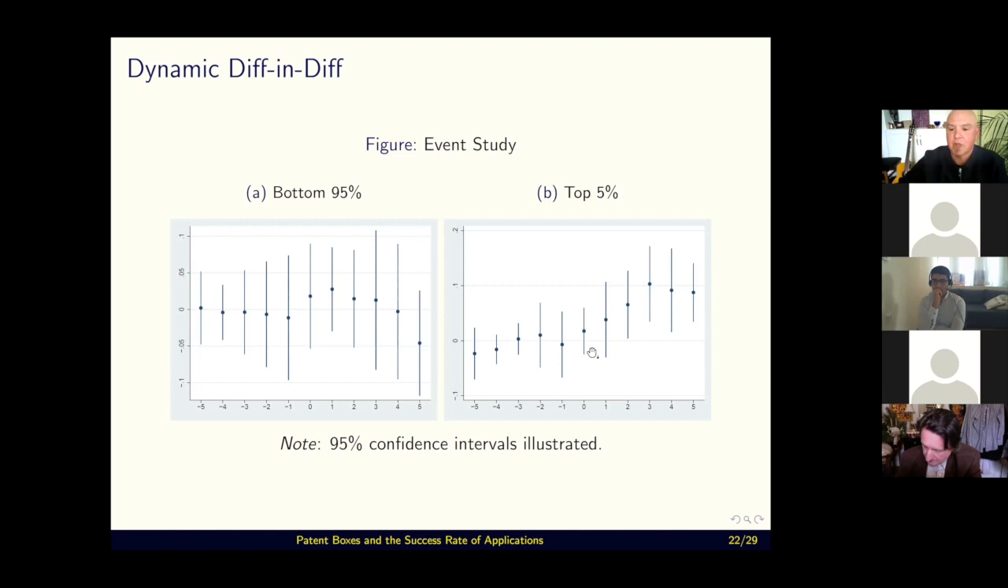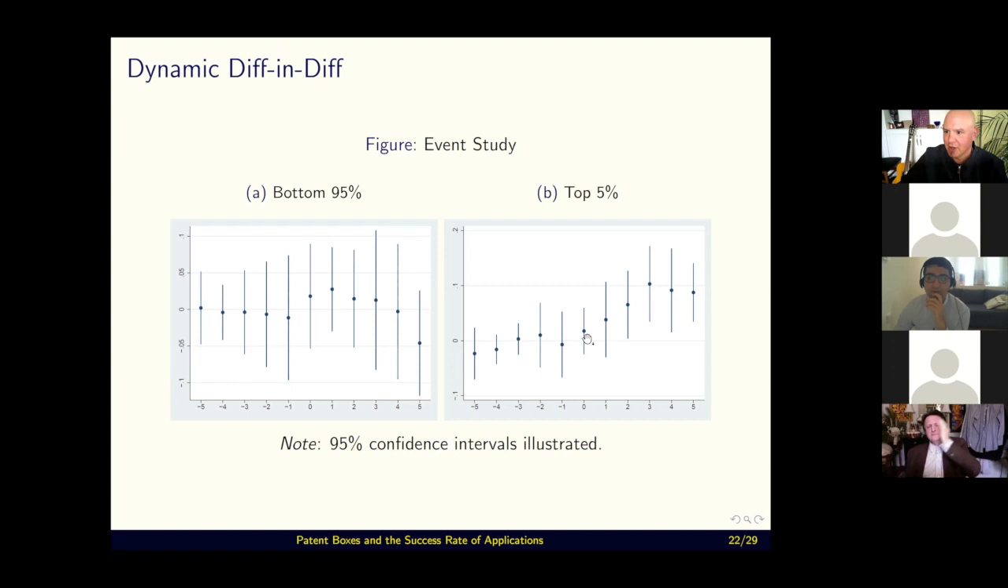Year zero comes along. Well, that doesn't seem to make any difference. Year one, the point estimate's higher, but it's still insignificant. It takes 2 years and then really comes into fruition around year three for that impact to really take place. It takes a good 2 or 3 years for that patent box to really increase the probability of an application getting through. If it was about lawyers, that should happen straight away.